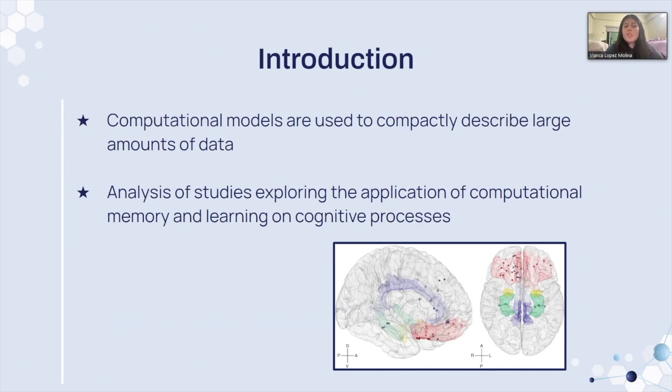Computational models are used to compactly describe large amounts of data, which are often used to obtain causal claims about the relation between neural properties and behavior. In our research, we conducted a comprehensive analysis of studies exploring the application of computational memory and learning on cognitive processes. Despite the rapid progress in technology and neuroscience, there exists a gap in our understanding of how computational models can contribute to clarifying the functions of the hippocampus, an integral region associated with memory and learning.